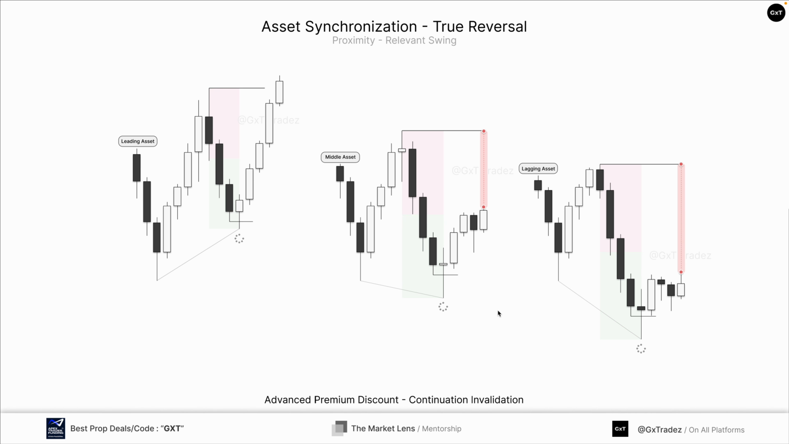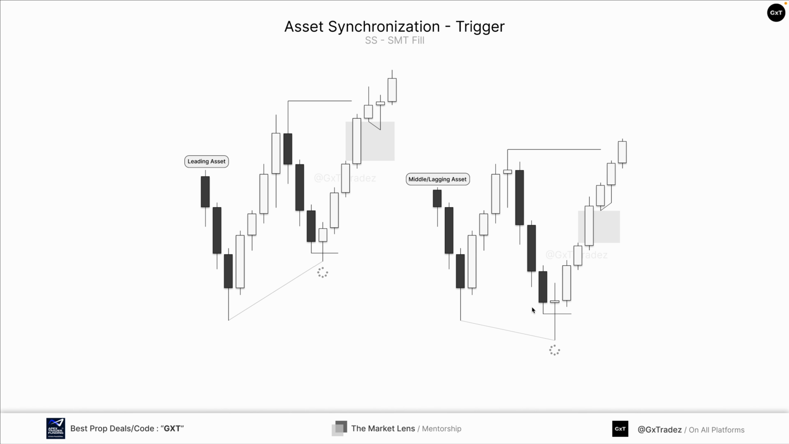Now, there is a time and place where this can actually still work, but we're going to go over that in a future episode, okay? For the most part, this is when this SMT will likely hold, especially if this asset over here is just consolidating or printing consolidation or retracing signatures. It's more likely that this will actually hold. So very, very simple and mechanical.